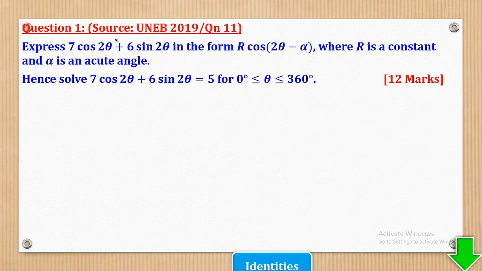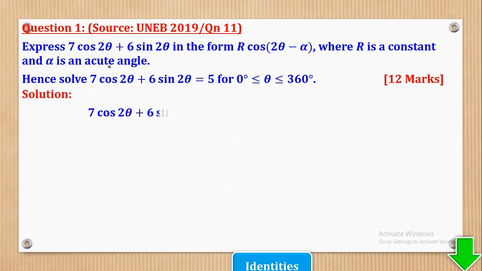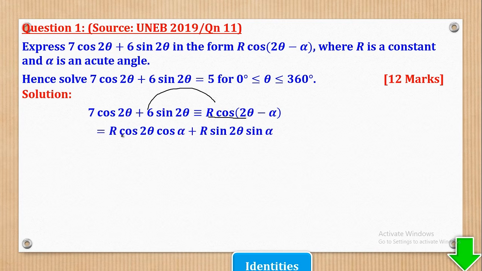So now we shall go to question 1, which came from UNEB 2019, paper 1, question 11, and says, express this in the form r cos in brackets 2 theta minus alpha, where r is a constant and alpha is an acute angle, and hence solve this for this range. So we are going to follow the same procedure which we have already seen in the introduction part. So this is equivalent to this, then after that we shall expand this to come up with that. Then from there we shall compare.